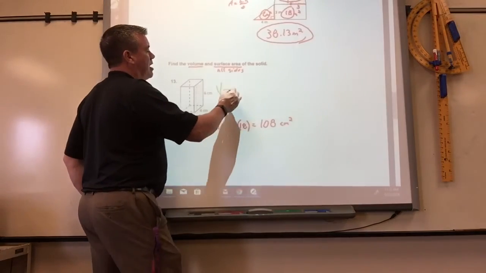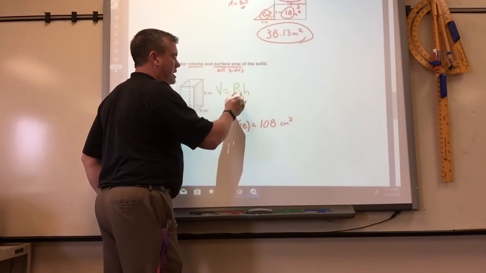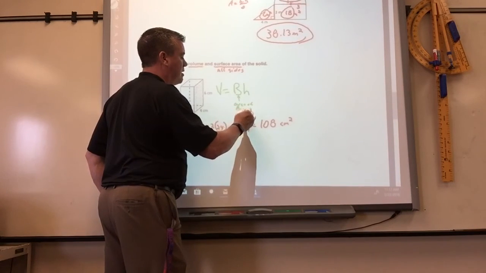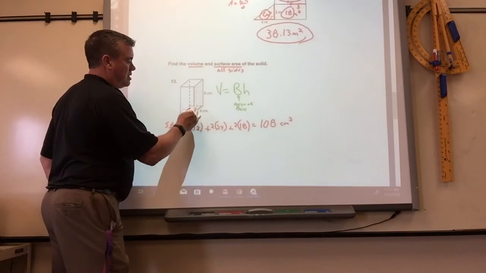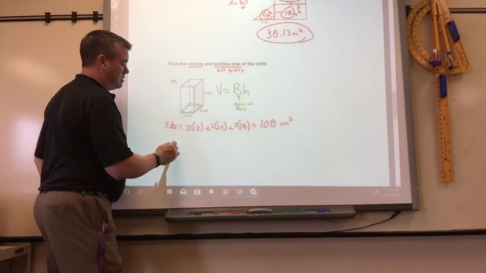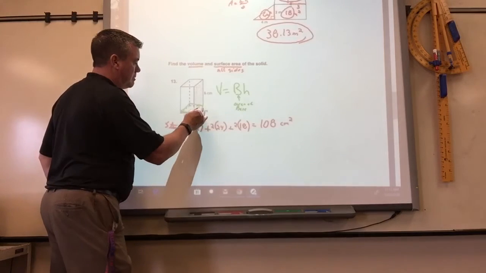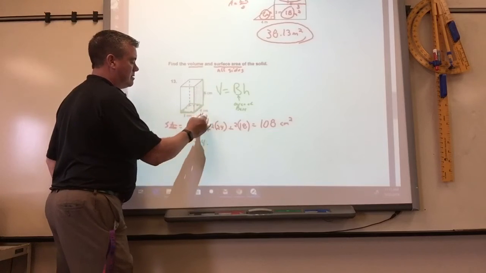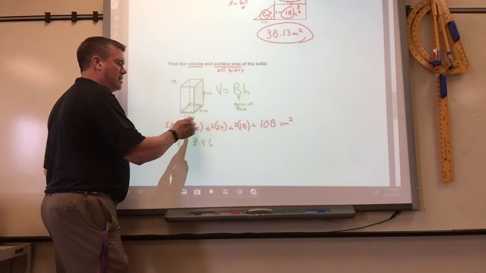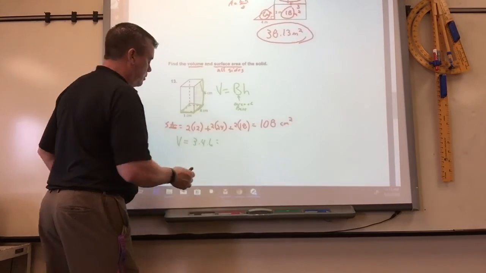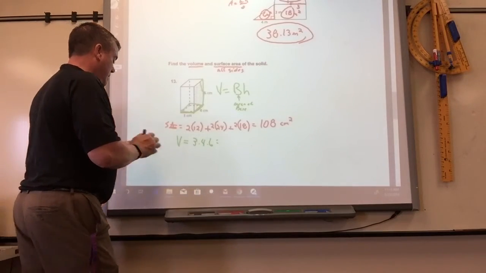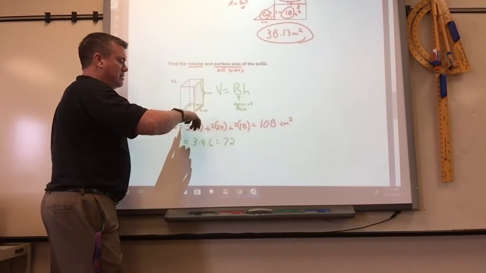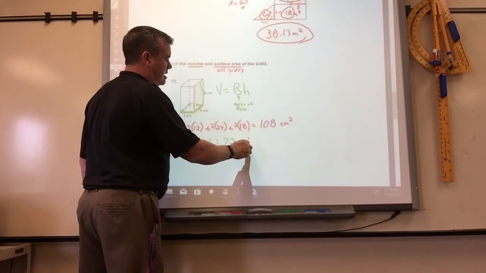Now the formula for volume is capital BH. B is the area of the base. So the area of this base, it's a rectangle, it's just 3 times 4. So the volume is 3 times 4 is the B, times the height is 6. Remember, a box is just length times width times height. And you get 72. Now volume is space inside, so it's 3-dimensional, so that's centimeters cubed.